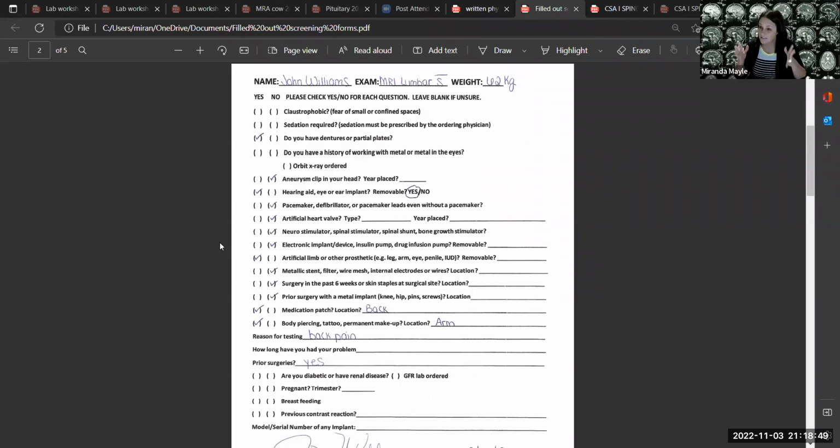So, all right. That's what it should seem like if you're screening a patient for the first time, because you want to be able to go through those questions pretty quickly, almost that rapid fire, but know when to stop and ask the appropriate questions.